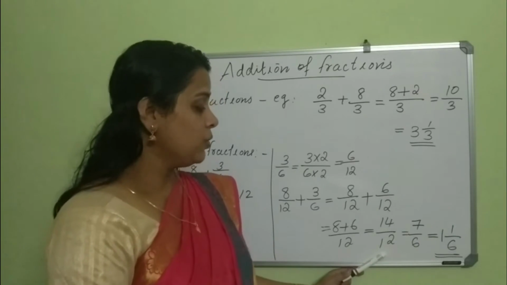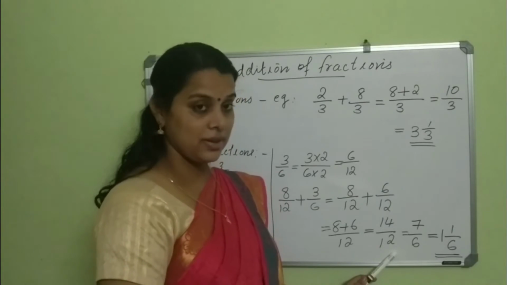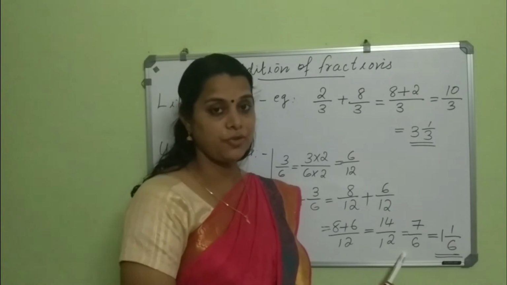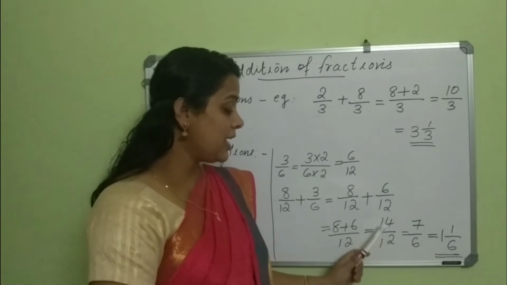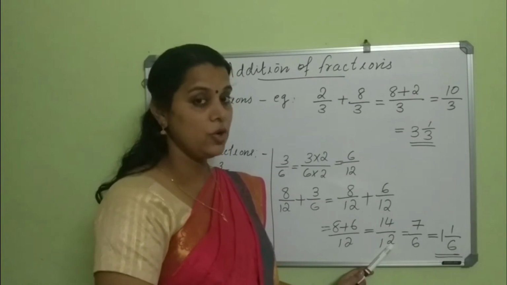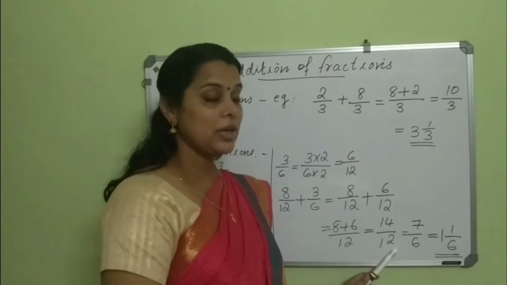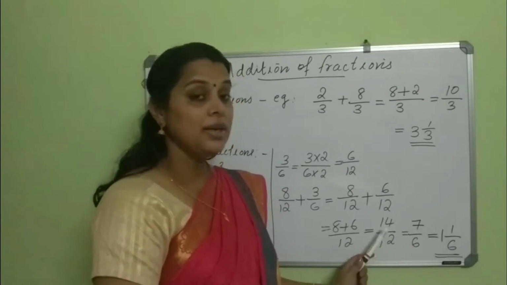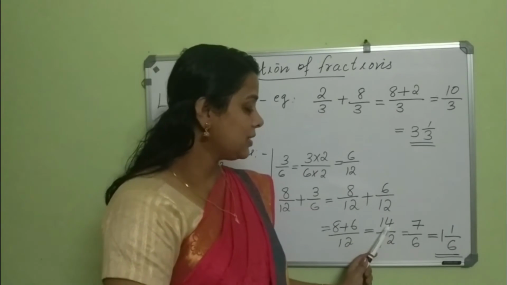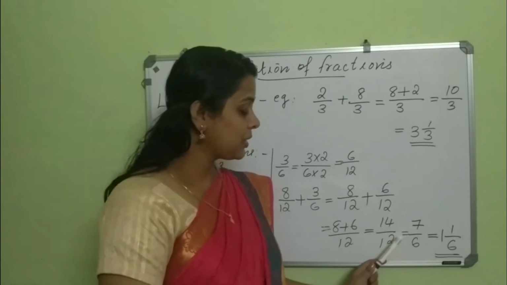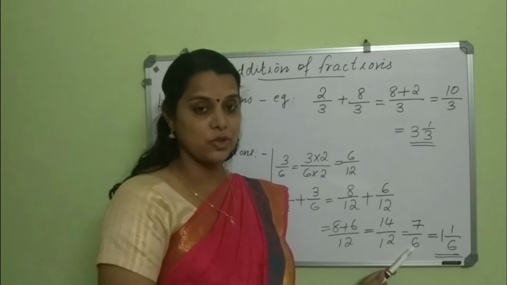Now children, first we need to change these fractions into simplest form. You already learned how to change the fractions into simplest form. We have to check any common factor is there in numerator and denominator. Here numerator is 14, denominator is 12. We know 2 is a common factor. So we can divide the numerator and denominator by 2. So we will get 14 by 2 is 7, 12 by 2 is 6. So 7 by 6 is the simplest form.